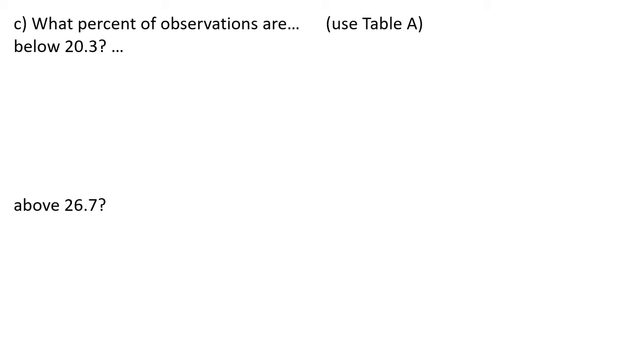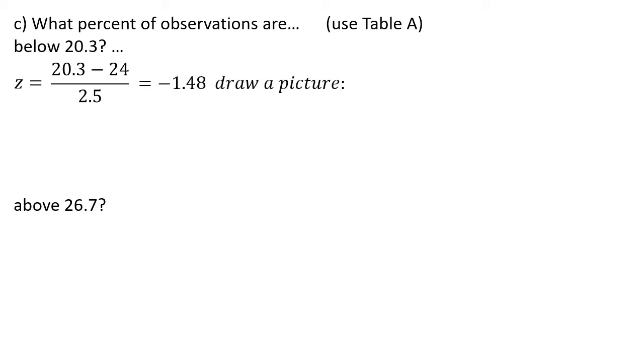What percent of observations are below 20.3? Again, we're still on that same normal distribution with a mean of 24 and a standard deviation of 2.5. First, we need to figure out what is that 20.3's z-score. So the z-score is 20.3 minus 24 divided by 2.5. That gives us negative 1.28.